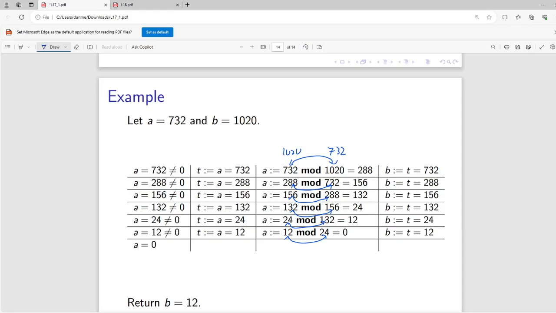Keep on going. So a is equal to 12, which is not equal to 0. t takes on that old value of a, 12. And then a is 24 mod 12, which turns out to be equal to 0 because 12 goes into 24 perfectly. There is no remainder, right? So now a is equal to 0, and b takes on that old value of a, which is 12. Now we go on to the next step. Now a is equal to 0.